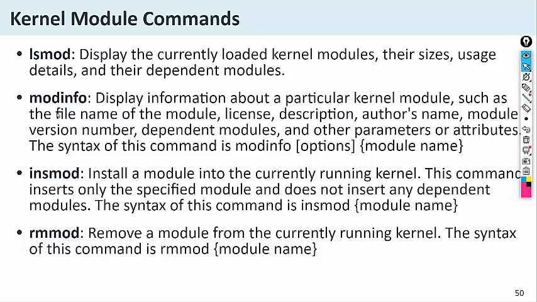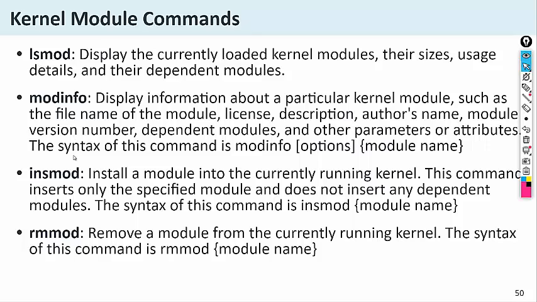If you want to get information about the modules, you can use the modinfo command. It will display information about the kernel modules: their file name, license, description, author name, module version, dependent modules and other parameters. So how can you use the modinfo command? Modinfo, then give the module name. So how will you find out the module name? By using the lsmod command.